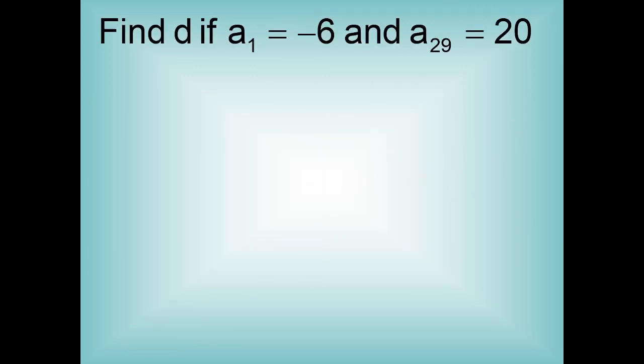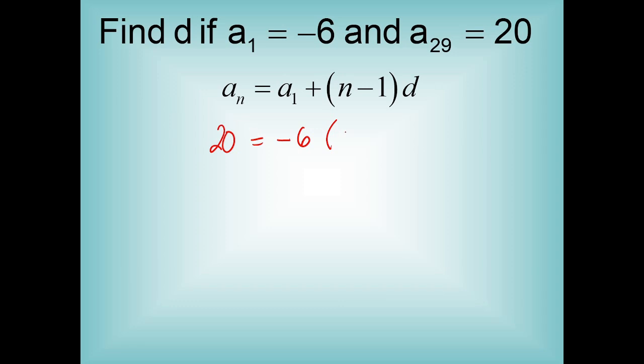What if you are looking for D? You're looking for D. So you're given the first term and the 29th term. We'll be using the formula again. So the 29th term is the number 20. So I'll be writing the number 20 there. And the first term is the number 6. Then you have n, 29 minus 1 times the common difference.